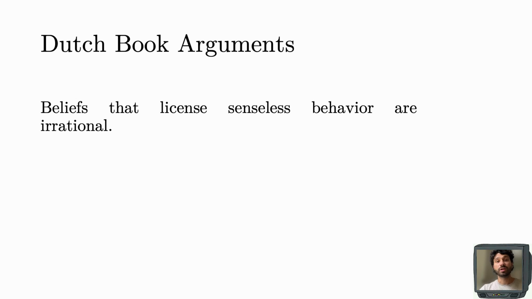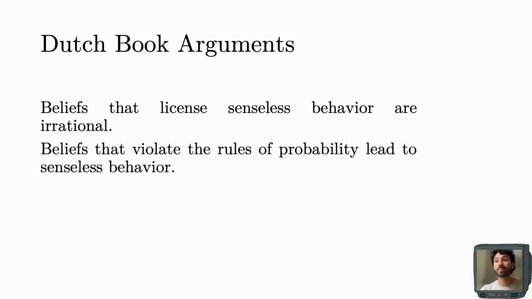And that makes sense, right? If your beliefs allow you to do senseless behavior, then these beliefs that allow you to do them, you want to call irrational beliefs. The second premise is that beliefs that violate the rules of probability lead to senseless behavior.